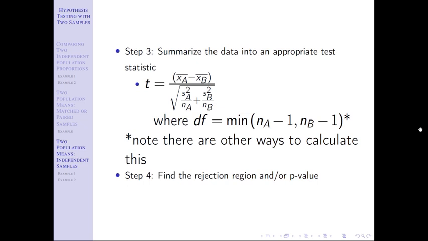Step 4, just as before, find the rejection region or p-value. It's a t-test, so just like we did before, pull out your t-table, go to Excel to find your t-critical value, go to Excel to find the p-value. Just like before, nothing different, same way we work our probability statements.